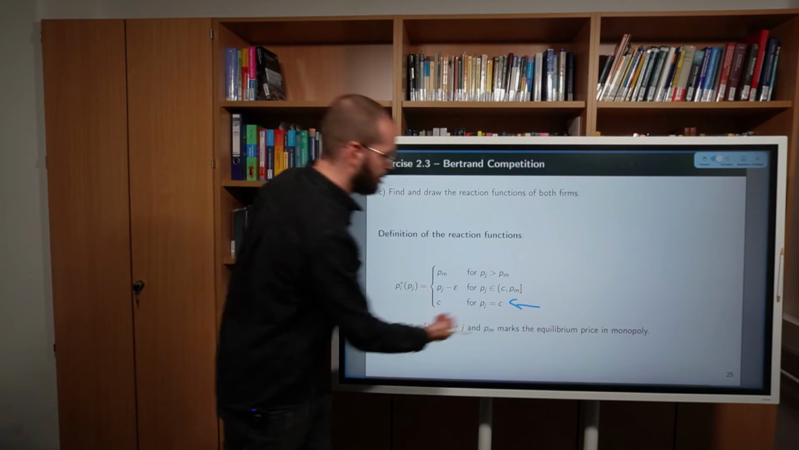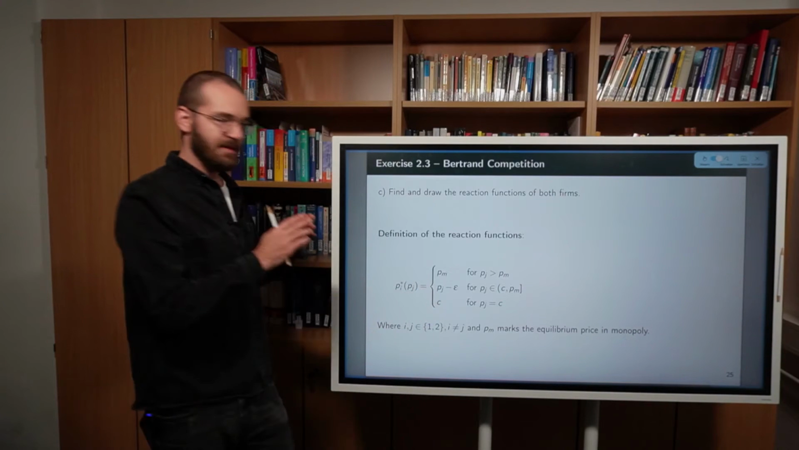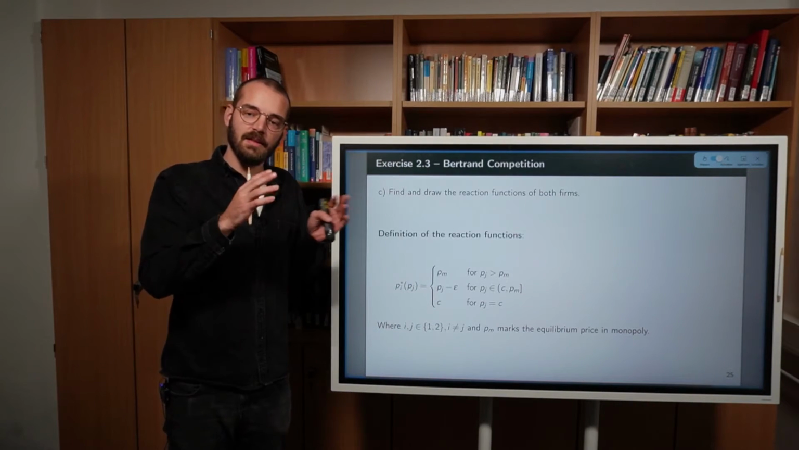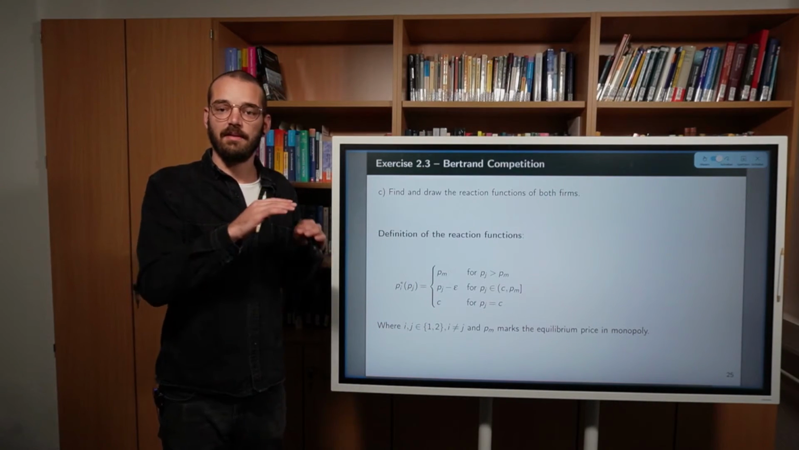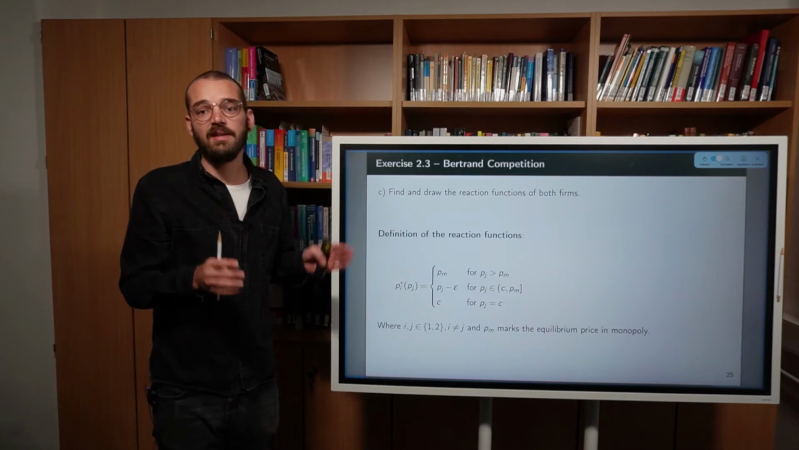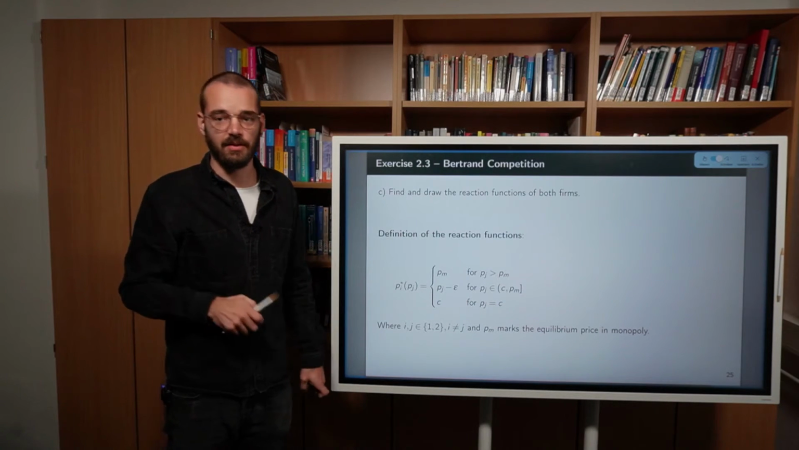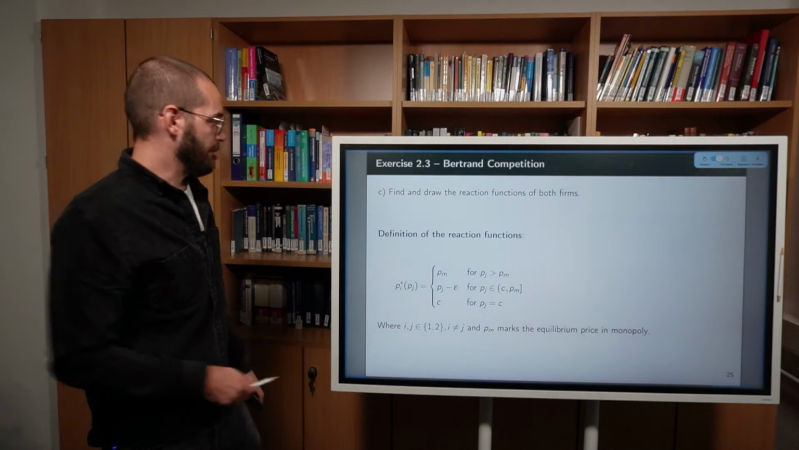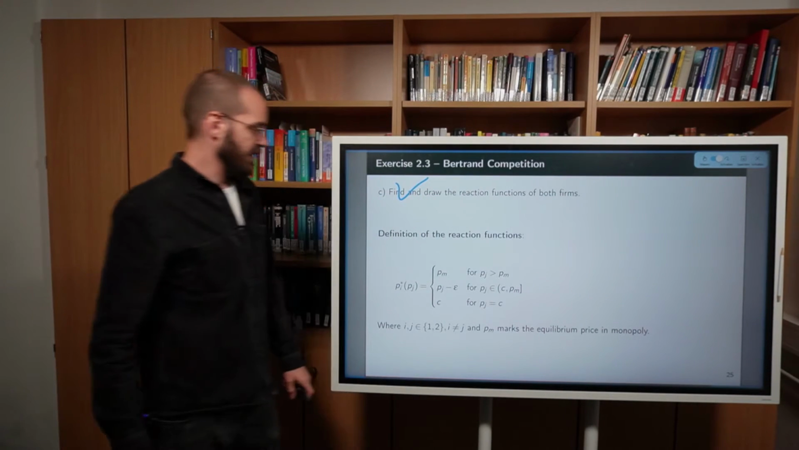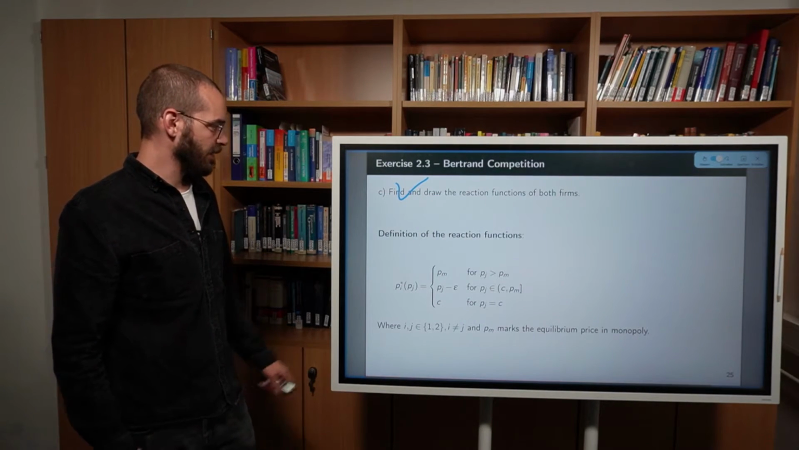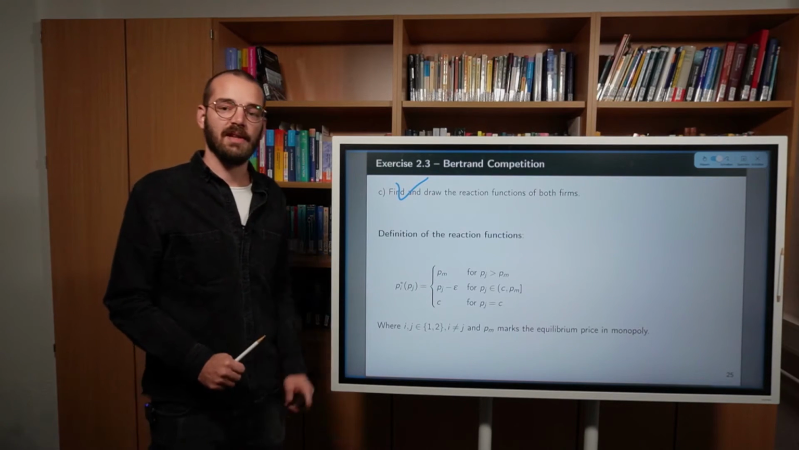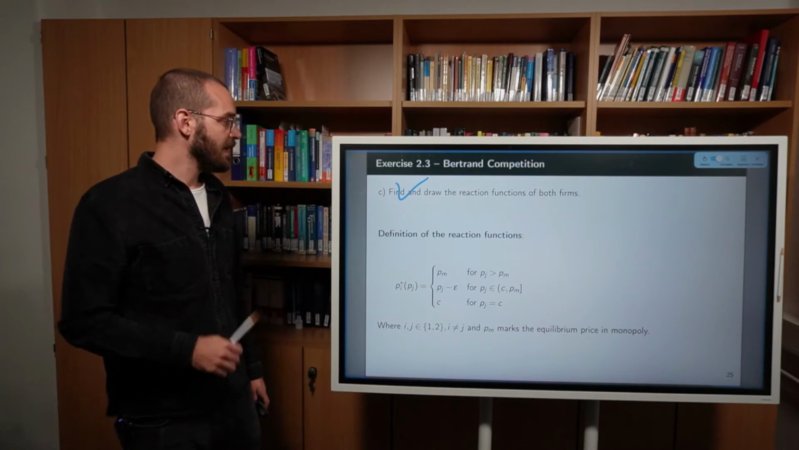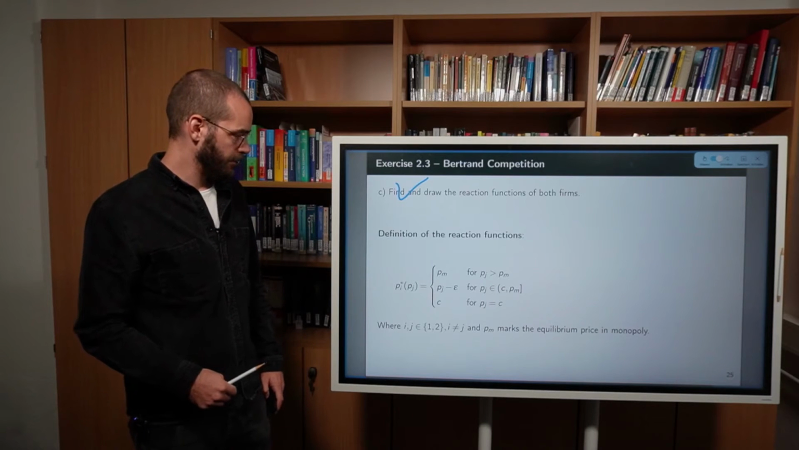So that's why we have these three sections, a reaction function defined stepwise in three intervals. Okay, we have now found the definition of the reaction functions. In the next step, let's have a look at how they would look.